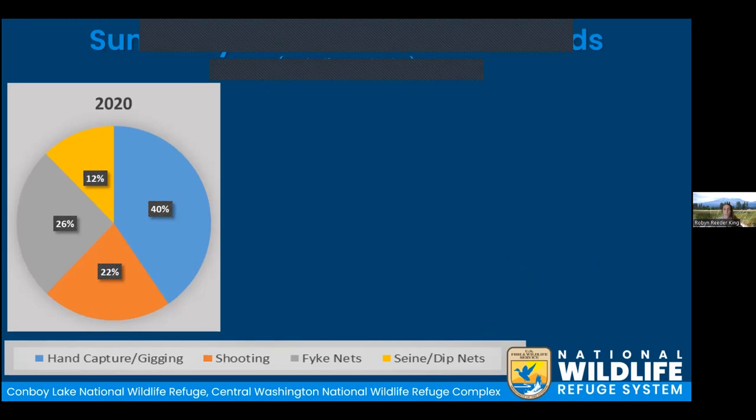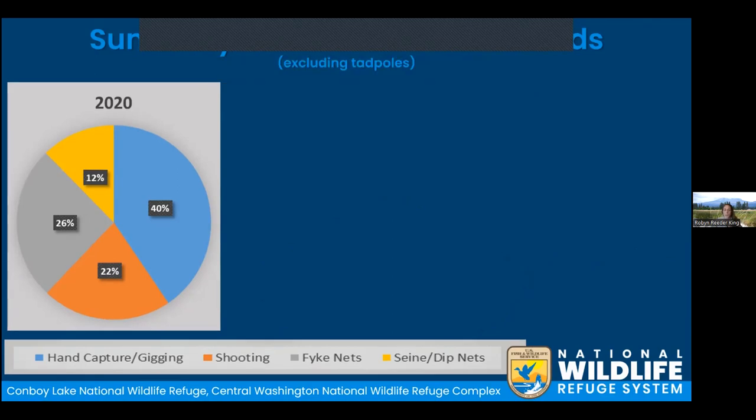These pie charts show that after three seasons, we started to notice changes in the population demographics, which influences which removal methods we use. So here you can see these pie charts starting to tell the story of how we're catching fewer large adults since the beginning of the project, and now starting to catch more bullfrogs of younger life stages. And you can see this by the incremental decrease in shooting across years and the increase in hand capture and netting.